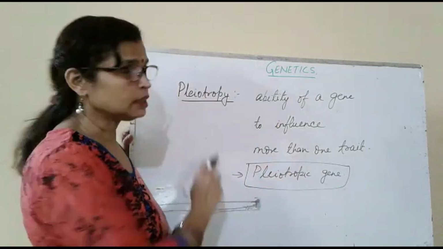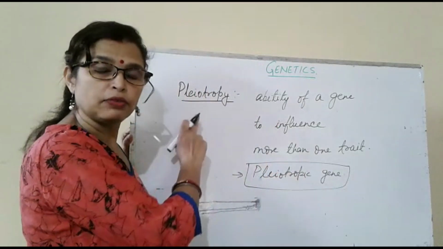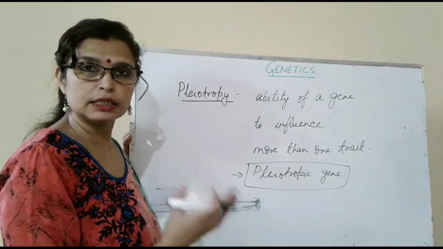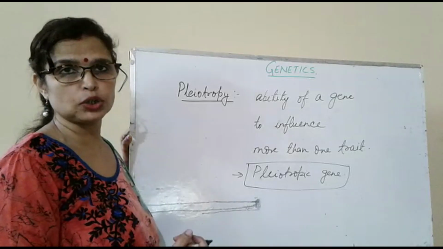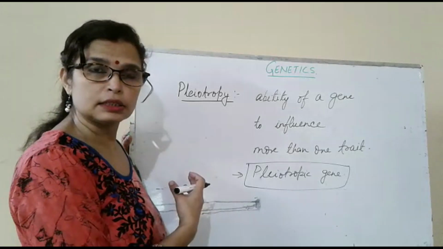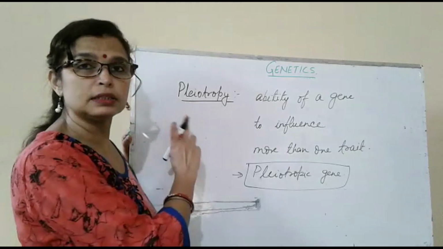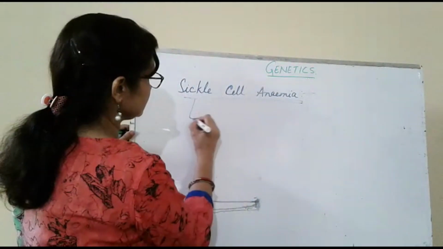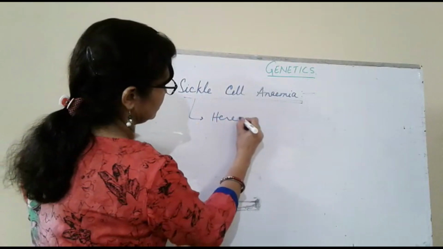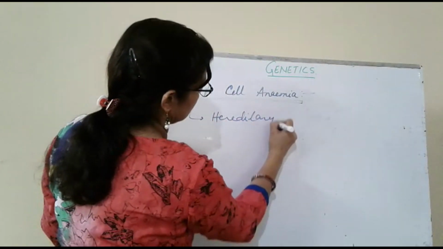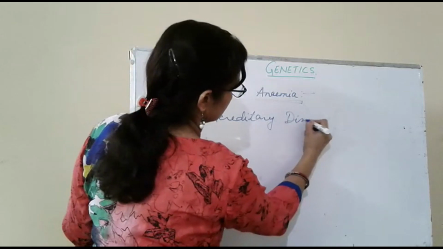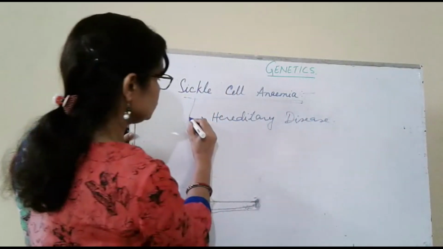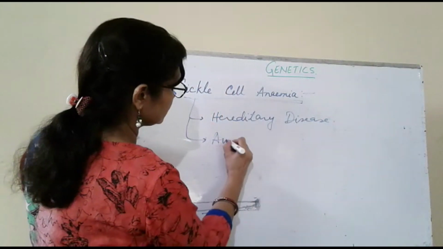So we will see pleiotropy with reference to the examples of sickle cell anemia and phenylketonuria. Let's discuss pleiotropy in sickle cell anemia. Sickle cell anemia is a hereditary disease. It is caused by an autosomal recessive gene.